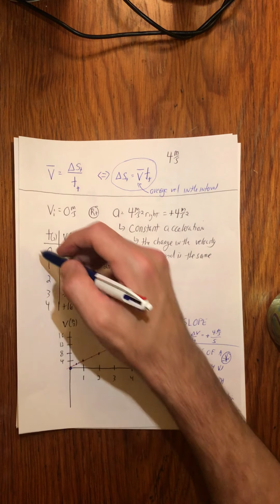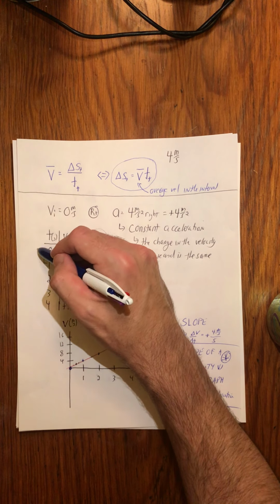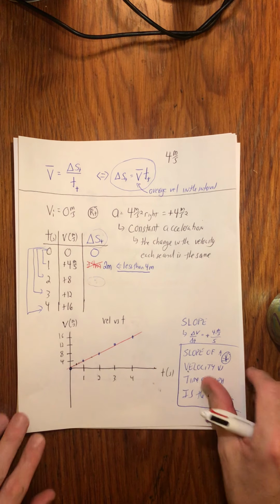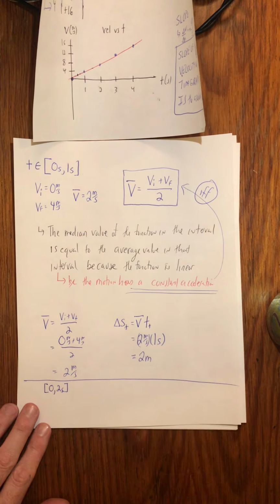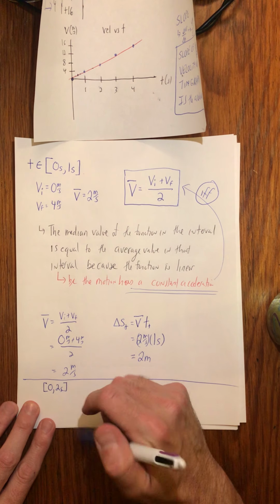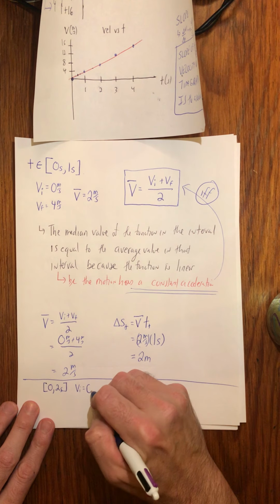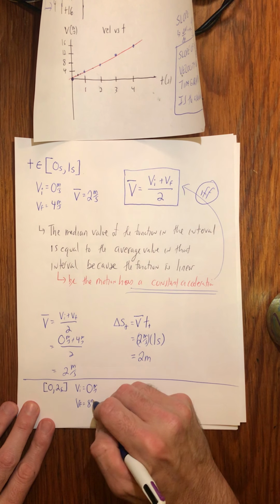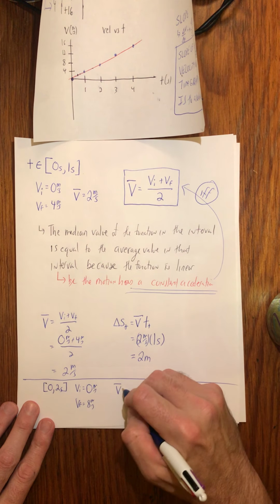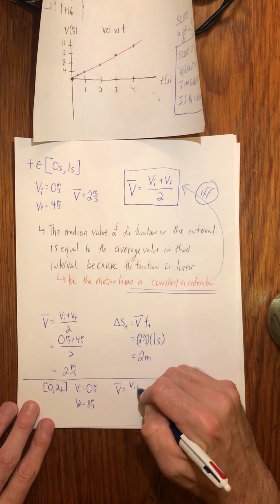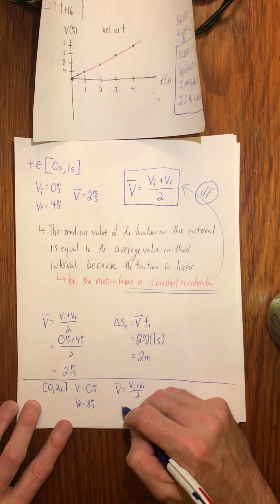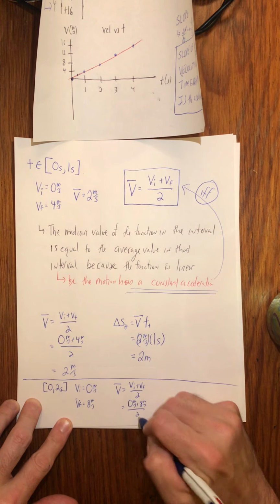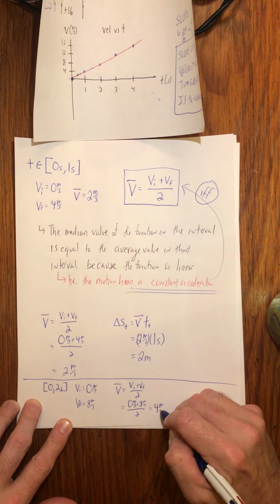So the interval in question here is from 0 to 1, from 0 to 2, from 0 to 3, from 0 to 4, okay? So here's my interval from 0 to 2. And so what's the initial velocity in that interval? It's 0 meters per second. The final velocity in that interval is 8 meters per second. So I can calculate the average velocity in that interval: it's VI plus VF over 2. Always write my equation, plug in with units, and an answer with units, 4 meters per second.